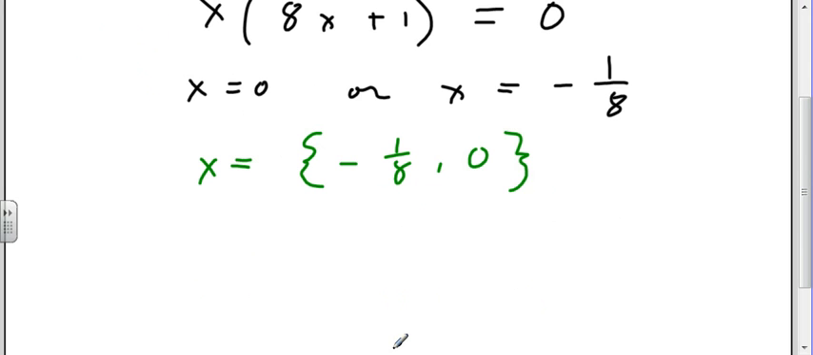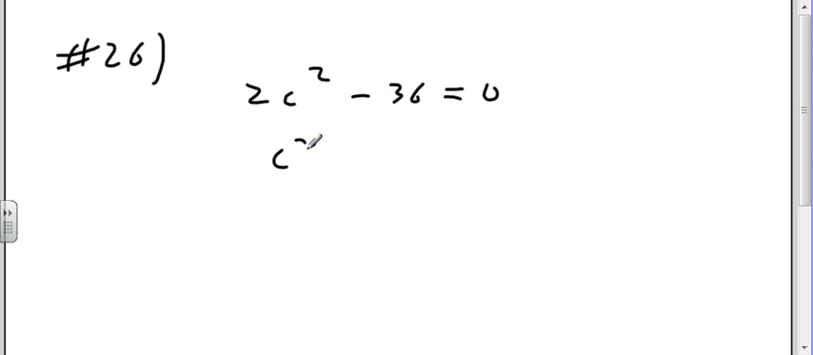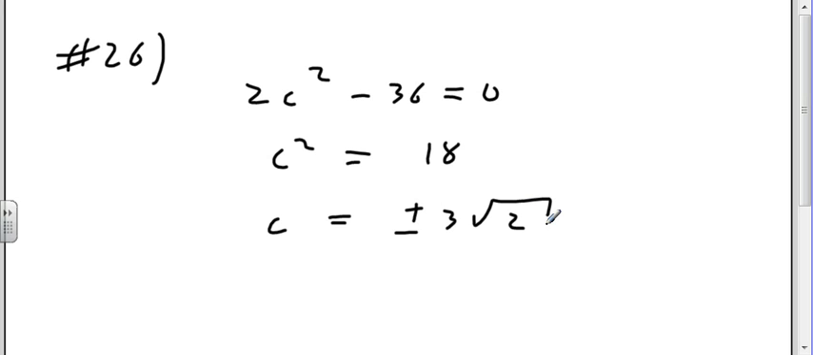Well, let's see, we'll move down to number 26. 2c squared minus 36. Well, that's no fun. c squared is equal to 18. c is equal to plus or minus 3 the square root of 2. Okay, did I skip enough steps?